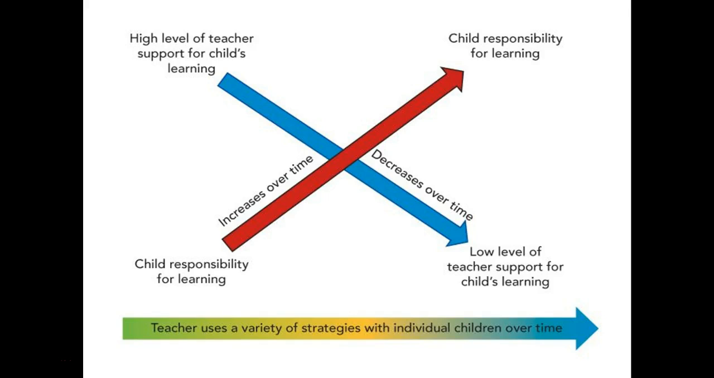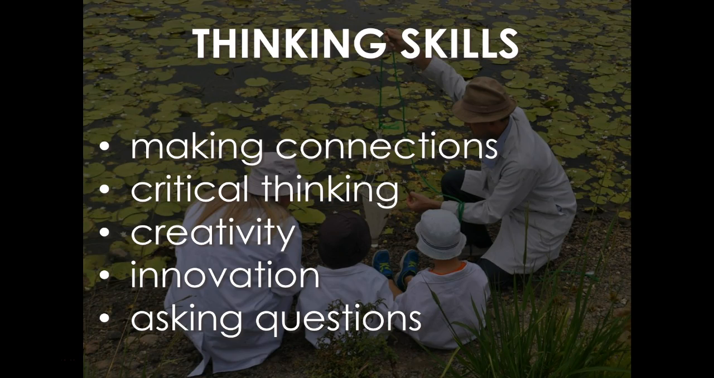of proximal development, where on the left side you see a high level of teacher support for children's learning that decreases over time, and the child's responsibility increases over time as they move from one zone into the next. Each time the child becomes more capable, more independent, more able to do things on their own. So here are the specific strategies that we're going to investigate in the next few weeks of class.